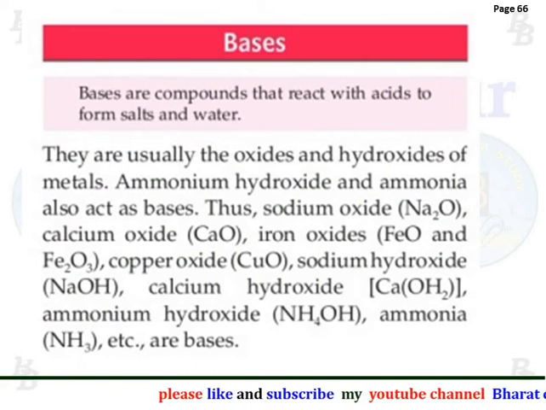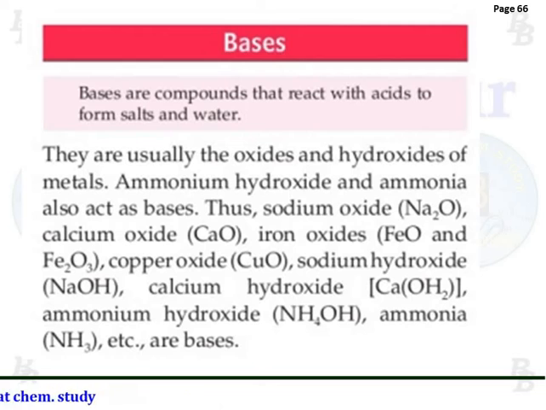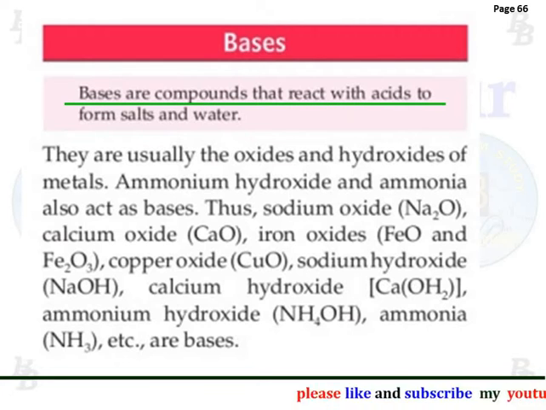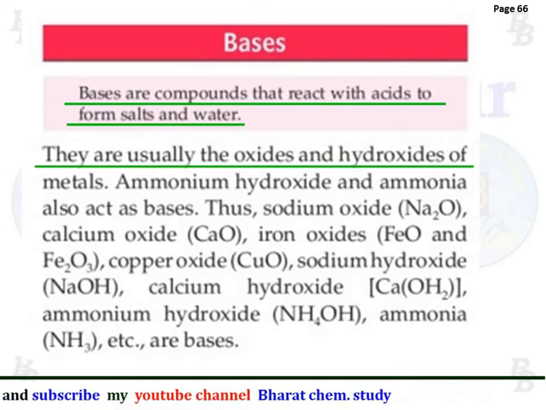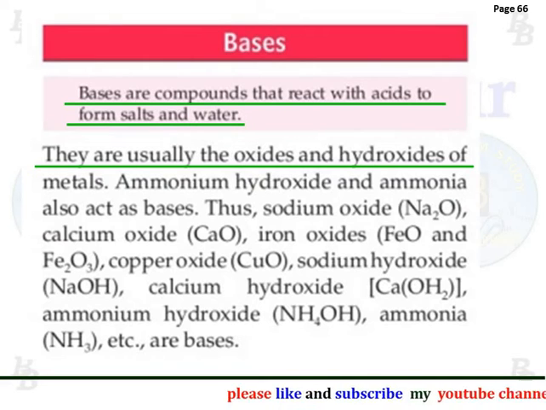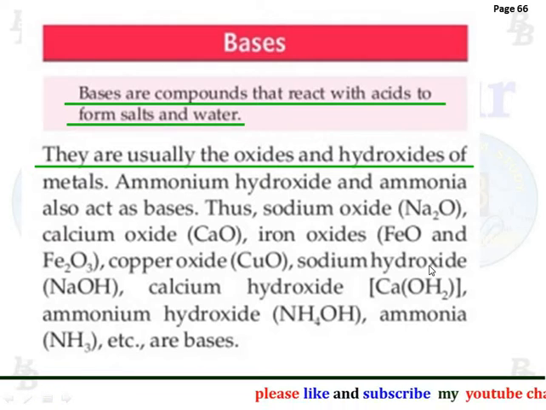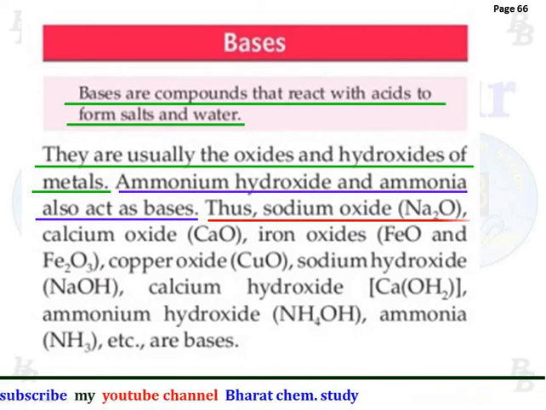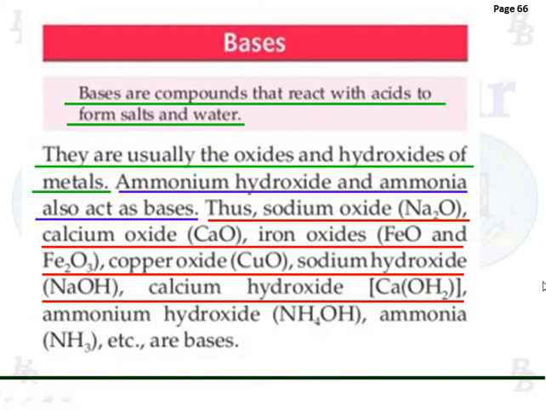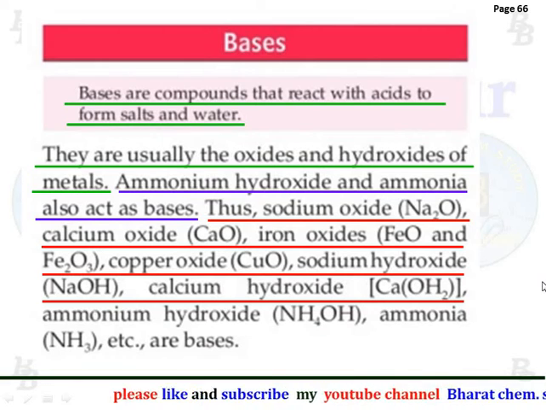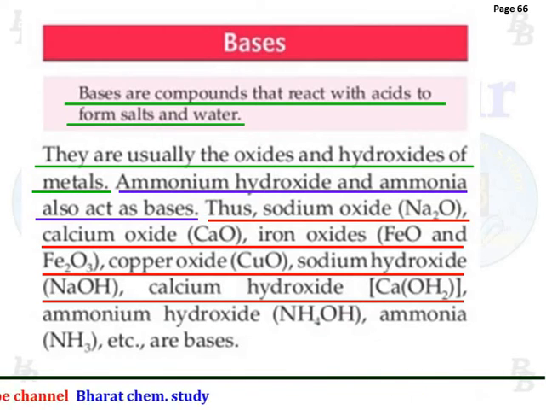The definition of bases: bases are compounds that react with acids to form salts and water. They are usually the oxides or hydroxides of metals. Ammonium hydroxide and ammonia also act as bases. Thus, sodium oxide, calcium oxide, iron 2 oxide, iron 3 oxide, copper oxide, sodium hydroxide with the formula NaOH, calcium hydroxide with the formula Ca(OH)2, ammonium hydroxide with the formula NH4OH, and ammonia with the formula NH3. All these are bases.